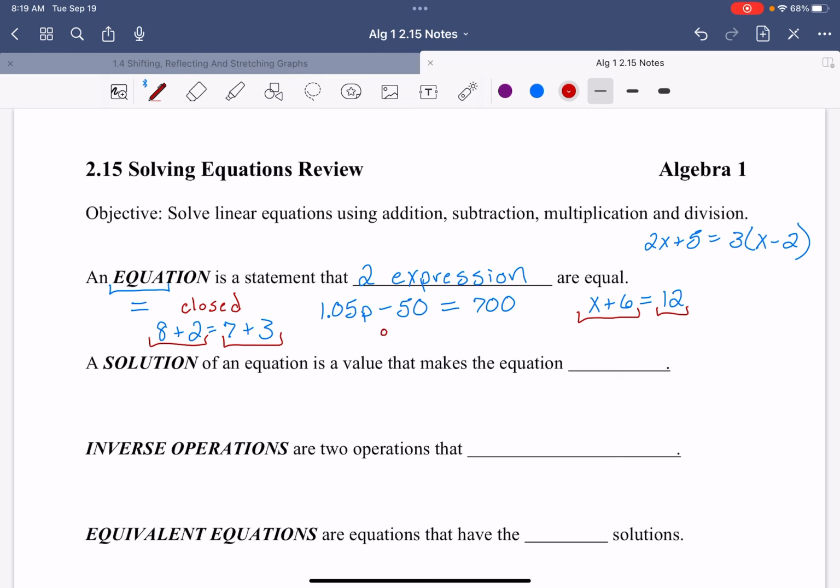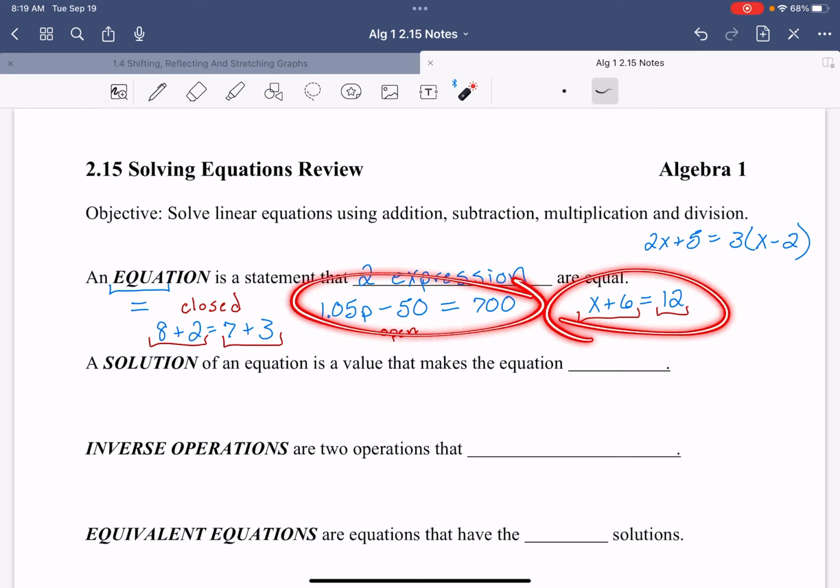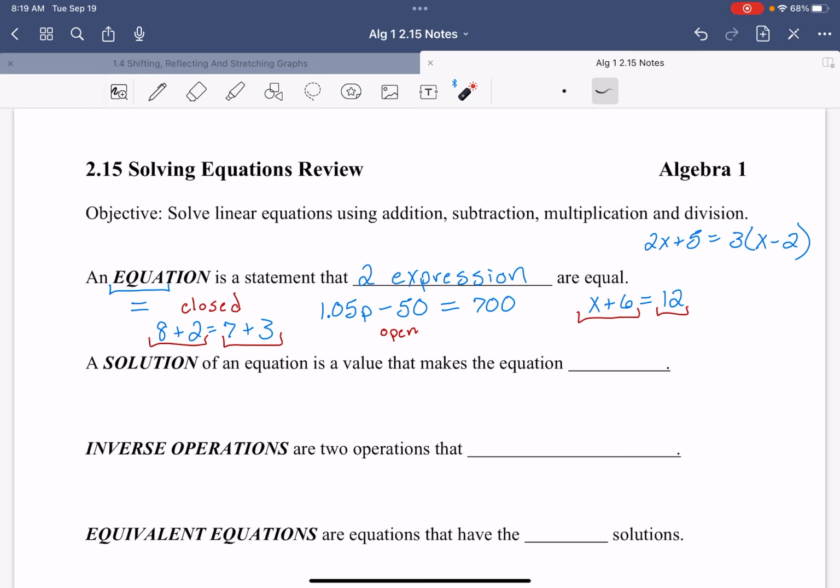These ones over here, this one and this one and this one, are what we call open. They have a missing piece. And that missing piece is that variable part. Here, I don't know what p is. Here, I don't know what x is. Here, I don't know what either of these x's are.